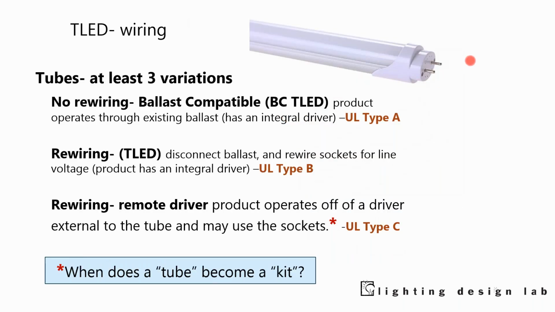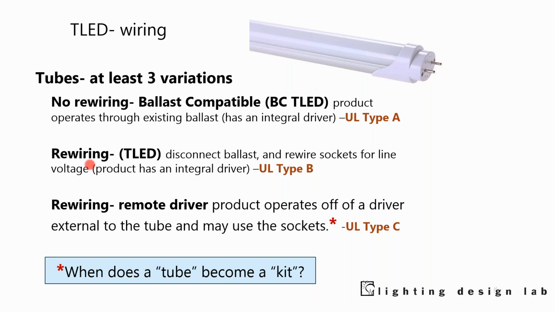And then we get into wiring on these things. How are they actually installed? So there's three types. So-called no rewiring, ballast compatible BCT LEDs. Ballast compatible meaning on a good day, you just open up your fixture, take out the fluorescent tubes, pop in the LED retrofit, close the lid, turn it on, and you're done. That would be the perfect scenario, which would probably never happen.